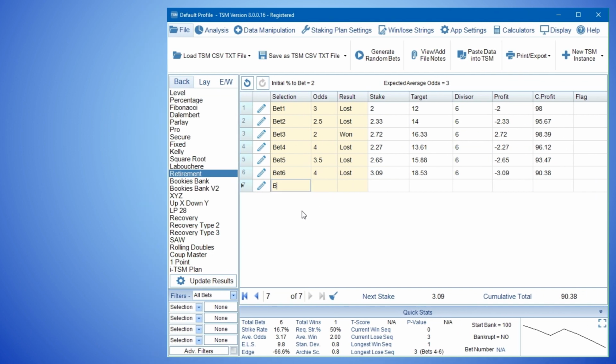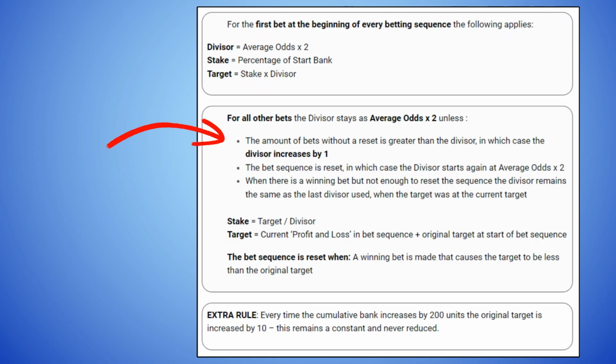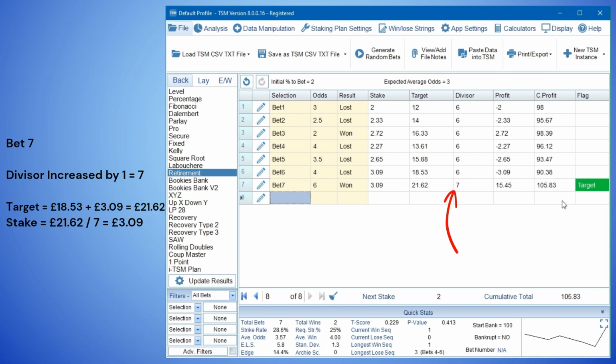New target is 18.53 plus 3.09, which is equal to 21.62. This is now bet 7, and we haven't had a series reset. Remember, one of the rules regarding the divisor is that if the amount of bets without a reset is greater than the divisor, then the divisor will increase by 1. Therefore, in our example, the divisor needs to increase by 1 and is now 7 instead of 6. This prevents our stakes from rapidly increasing in losing runs. New stake is 21.62 divided by 7, which is equal to 3.09.